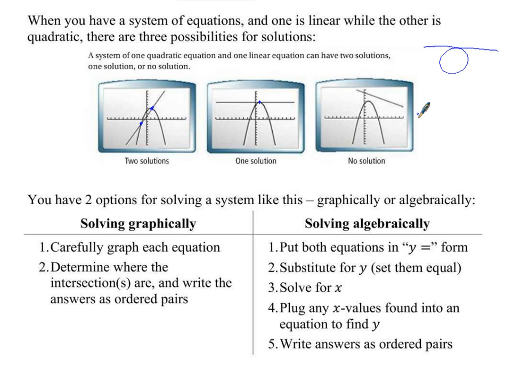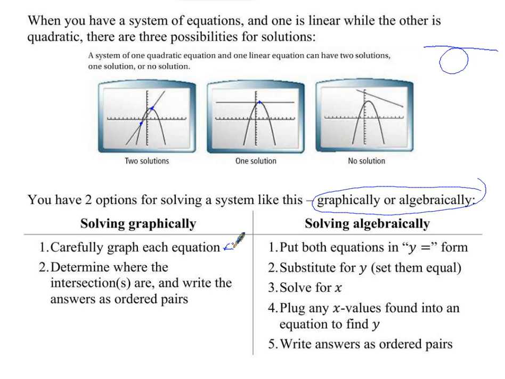You have two options for graphing a system of equations that involves a line and a parabola, a linear function and a quadratic function. You can either graph or you can solve it algebraically. Typically, algebraically is going to be more accurate than graphing. If you're going to solve graphically, then you need to carefully graph each equation, very carefully, just like we did when we were graphing systems of equations that were linear. Then determine where the intersection or the intersections are and write the answers as ordered pairs.